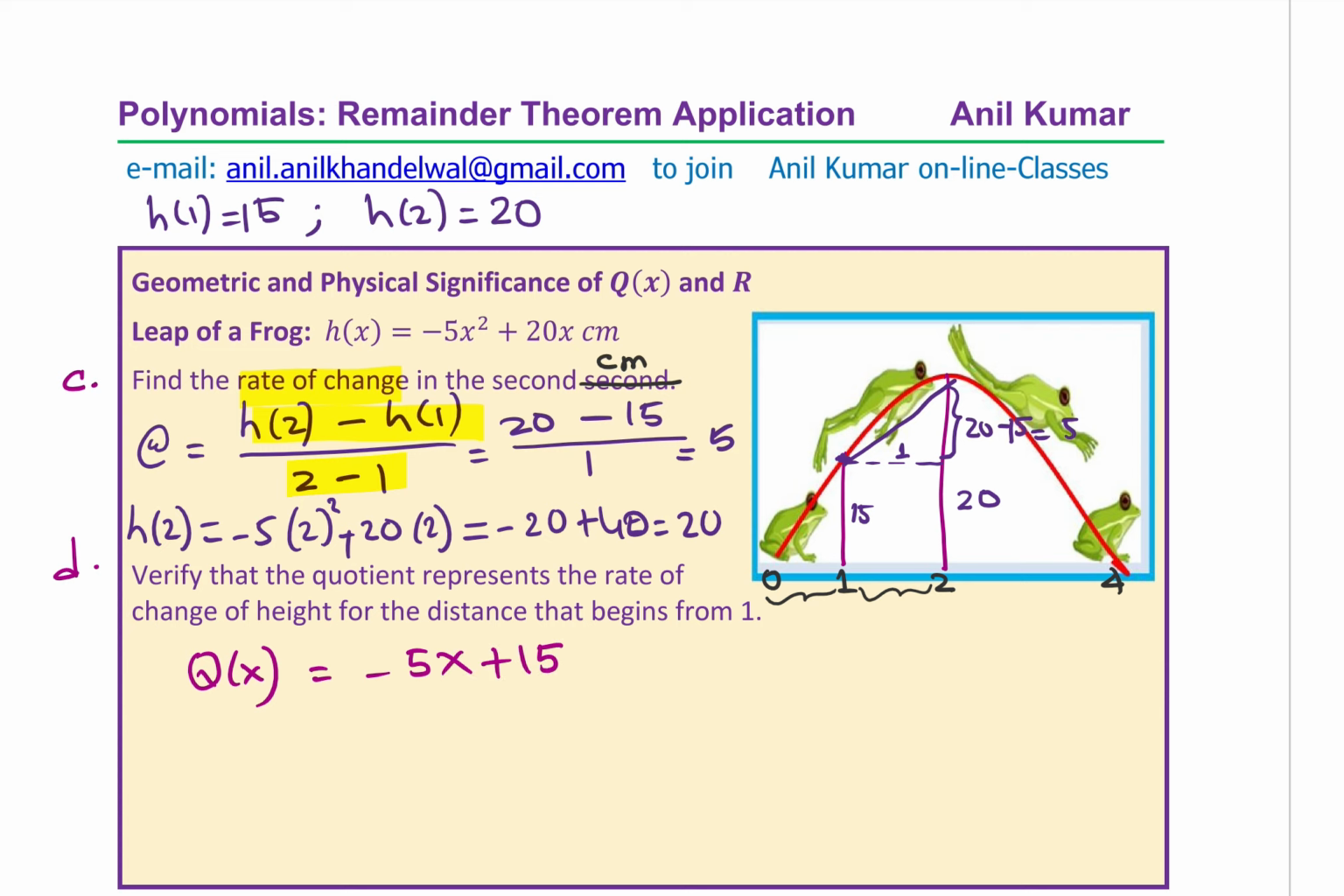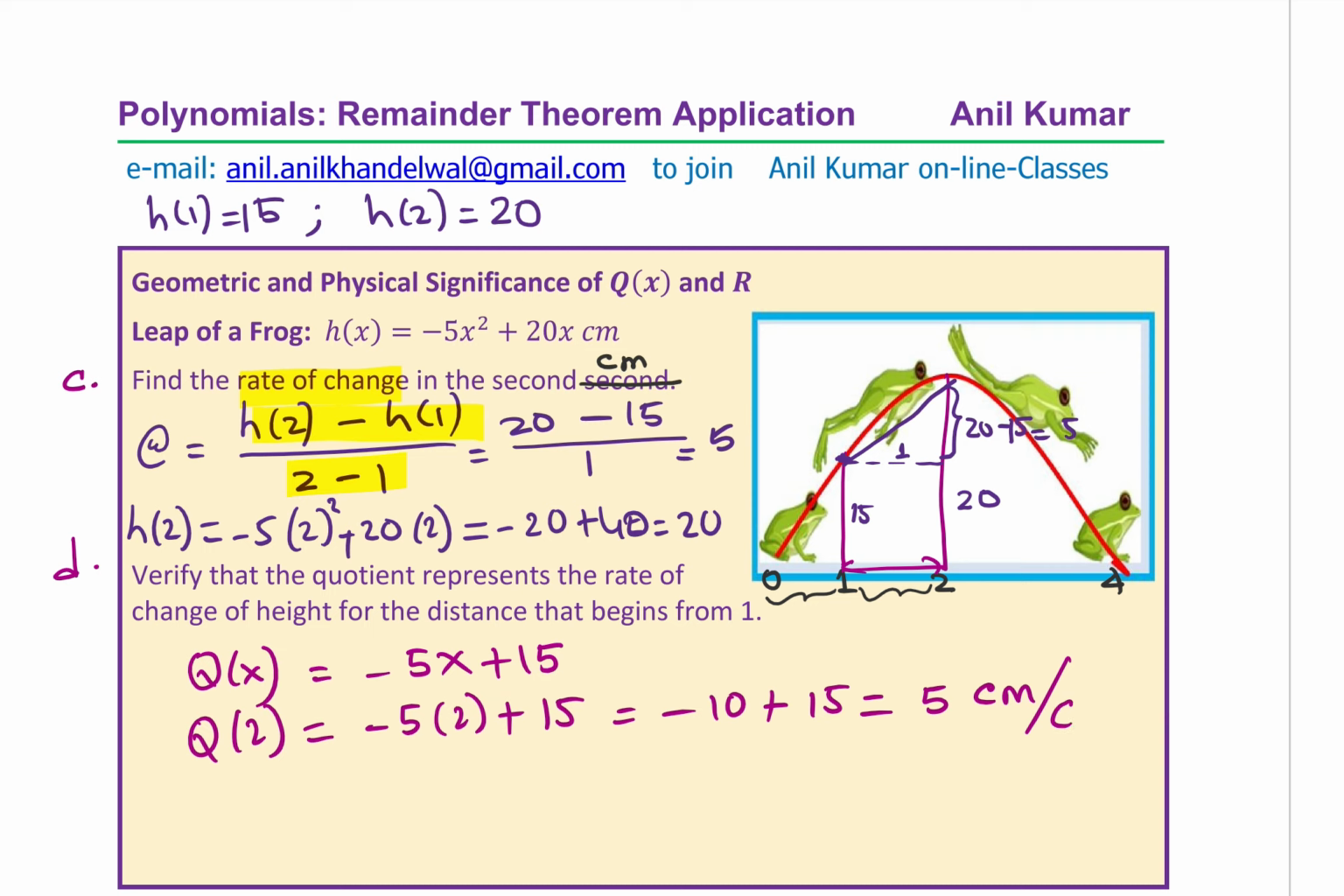Now since we want to find the rate of change in the second centimeter, so from 1 to 2, we could find the value at 2. So if I substitute 2 here, what do I get? Let us calculate. We get minus 10 plus 15, which is also 5. Do you see that? So that is the rate of change. The unit will be centimeter per centimeter.